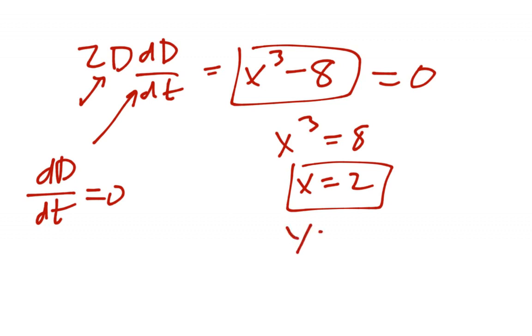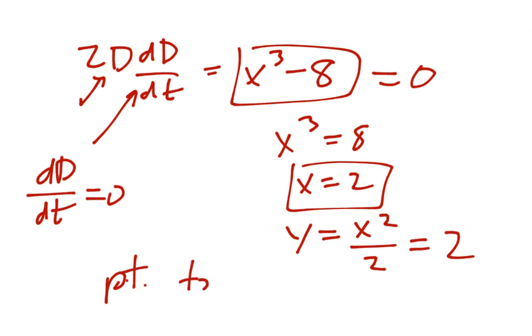Let's find the y value. Well, y was x squared over 2. And if I do this, I'm going to get y equals 2. So the point that's closest to 4, 1 is going to be 2, 2. And that's it.